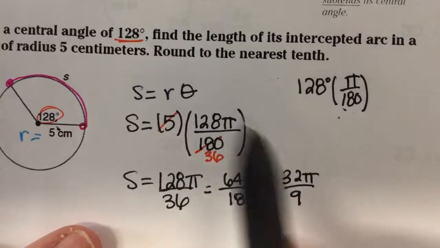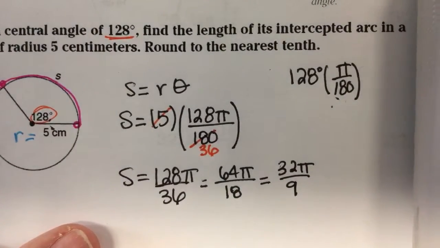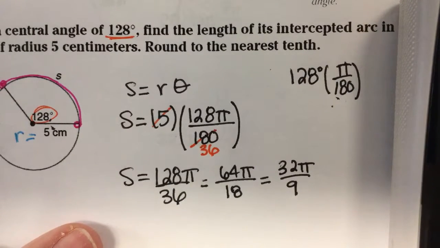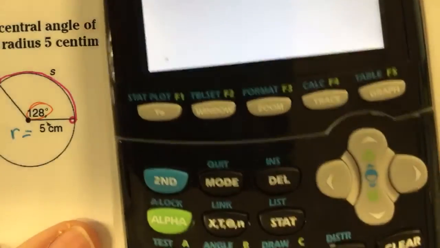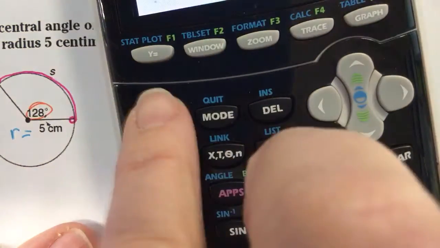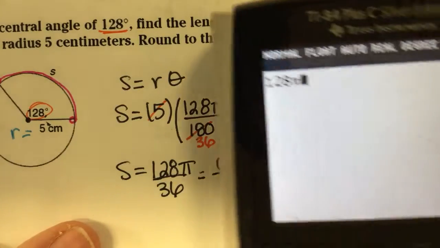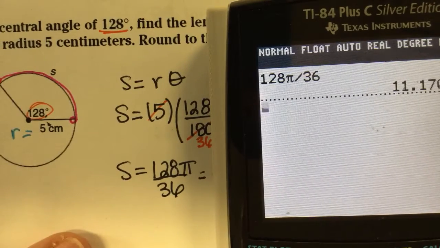It does say to round to the nearest tenth. If I'd been paying attention, I could have saved a whole lot of time. So if you think you've reduced wrong, go right here. So what we're going to do is 128 pi, and there is a pi button on here somewhere. There it is. I hit second pi, so 128 pi divided by 36. 11.17.